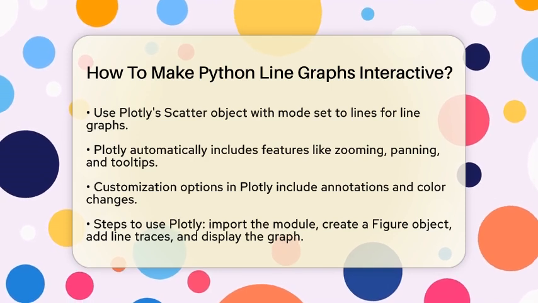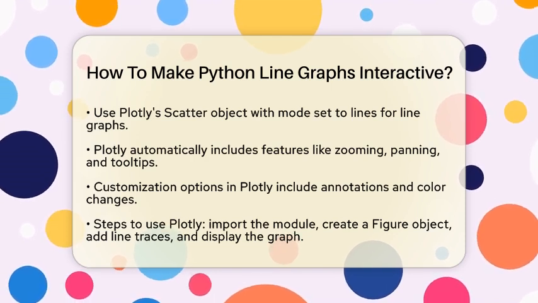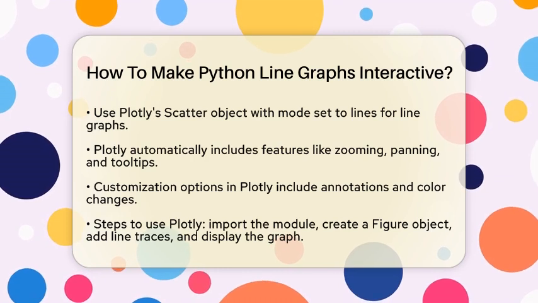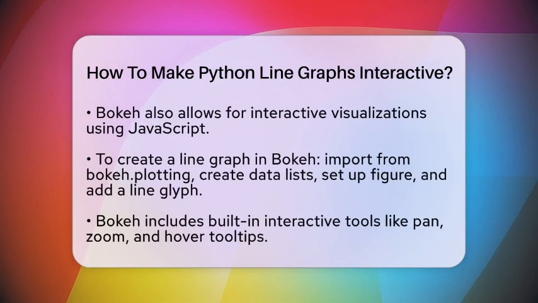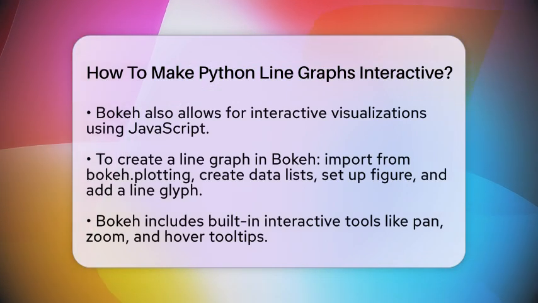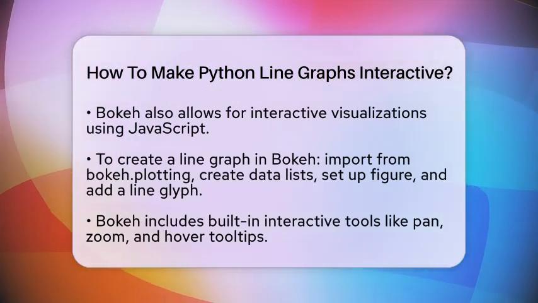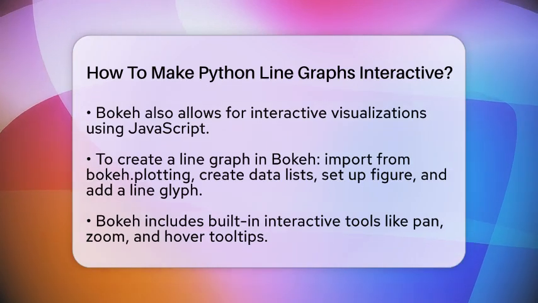To use Bokeh, start by importing from bokeh.plotting. You will create your data lists and then set up your figure with axis labels and a title. After that, you can add your line using p.line(x, y) and show the plot in a browser or embed it in a web application.